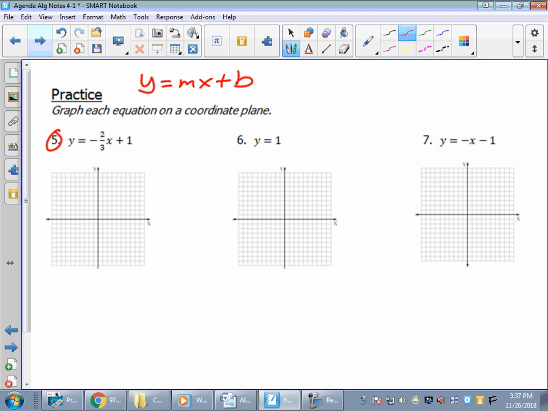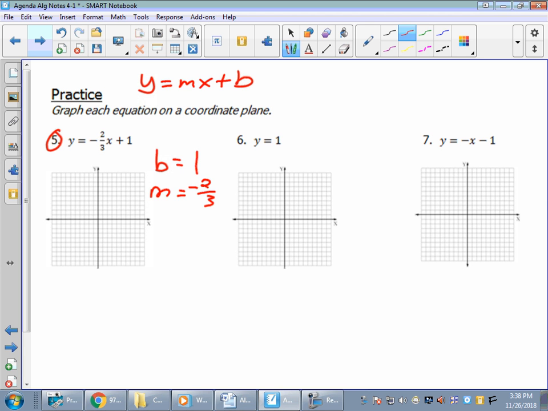Again, just get in the habit of listing your slope and your y-intercept. Our y-intercept, b, we know is 1, and our slope we can list as -2/3. The other thing I want you to notice is how I wrote the -2 above the +3. That helps me when I do my rise over run. It helps to plot those points.